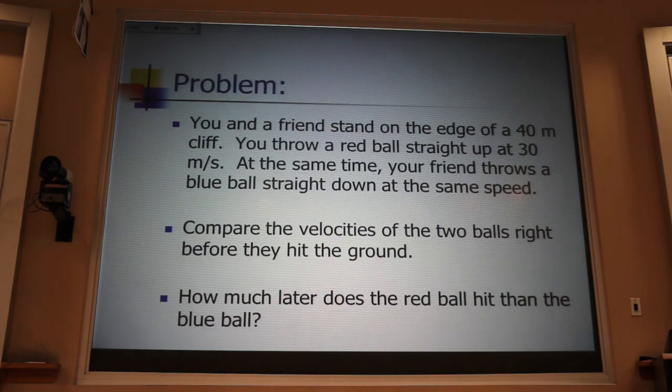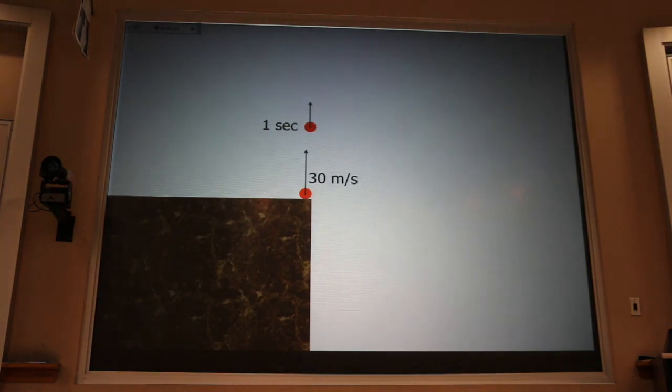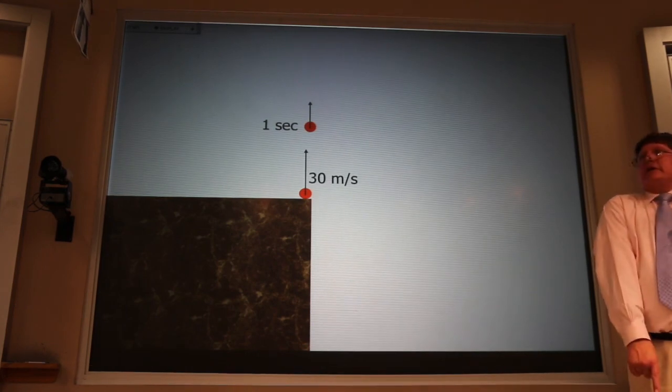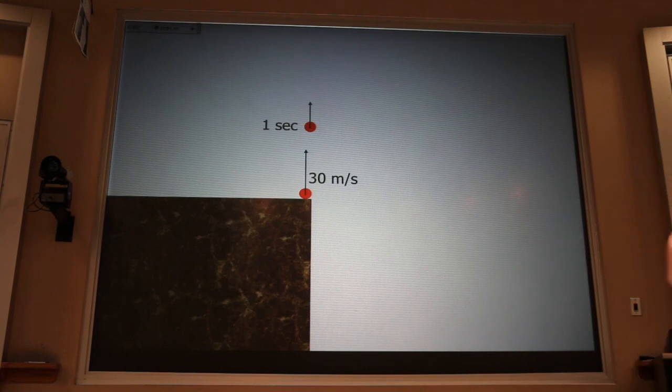Okay, since we only have 2 minutes, let's do it together. You throw the ball straight up at 30 meters per second. 1 second later, how fast is it going, people? Shout it out. 20. That's what an acceleration of 9.8, call it 10 down, means. Every second that goes by, you take your velocity and you add 10 meters per second down. So it would be 20.